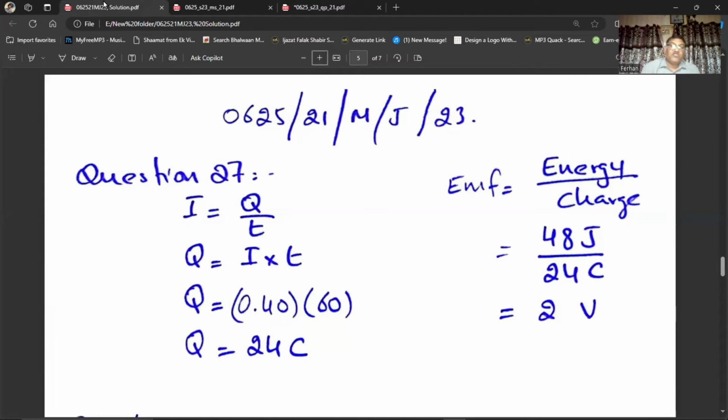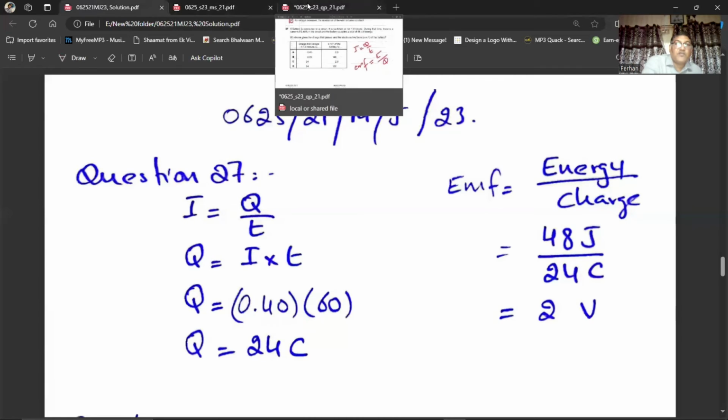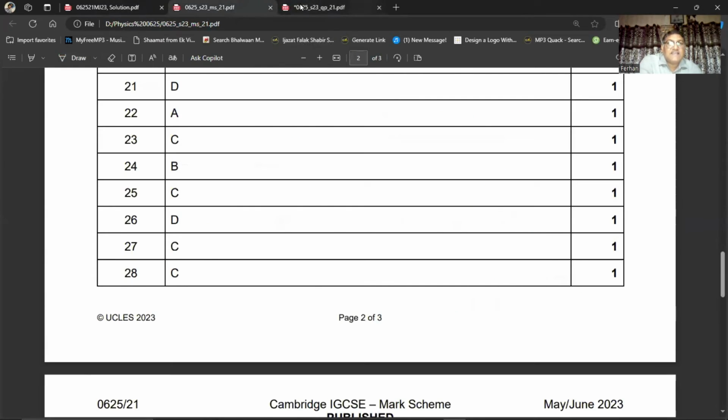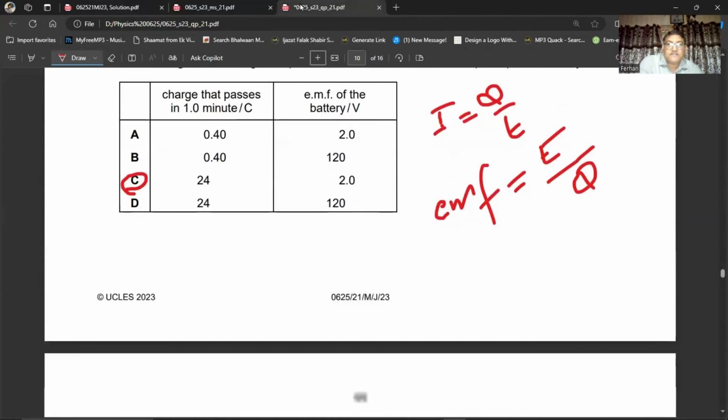EMF is equal to the energy divided by the charge. Energy is 48 joules and the charge is 24 coulomb. So that is 2 volt. So the charge is 24 coulomb and the EMF is 2 volt. So I think C is the right answer, sir. Question number 27, C is the right answer.